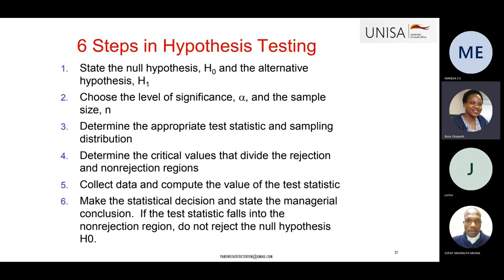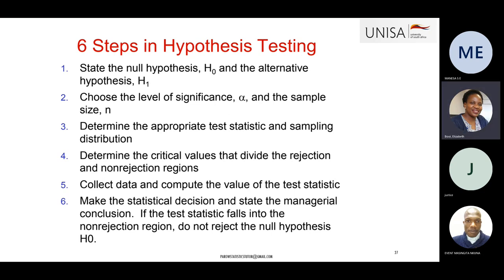Then step number 4, you need to find the critical values. If you're going to make a decision based on the critical values, you find the critical value. The critical values depend on your alternative hypothesis. If you are doing a two-tailed test, you're going to divide your alpha by 2 and go find the critical value either on the Z table or on the T table. If you are doing a one-tailed test, you're only going to use your alpha value to find your critical value.